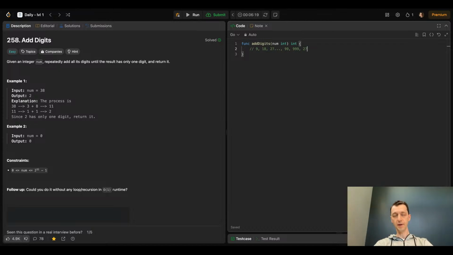So here is the hack. If num is evenly divisible by 9, then the answer is always 9. Return 9, right? Because 18, 27, 90, 99, they're all divisible by 9.